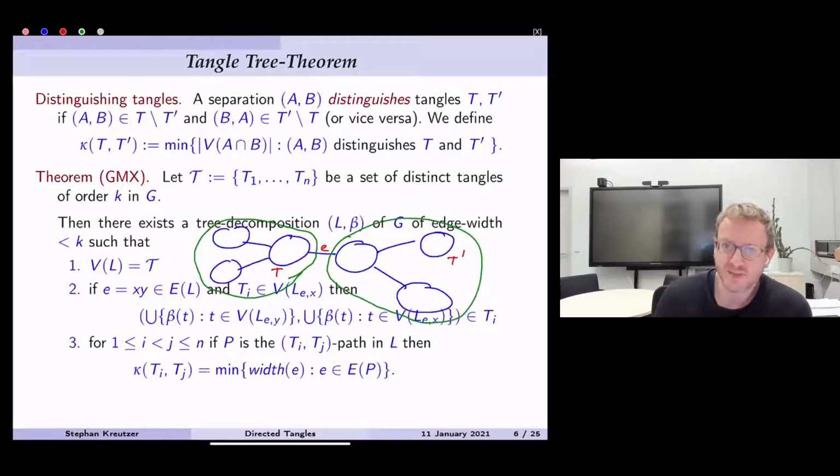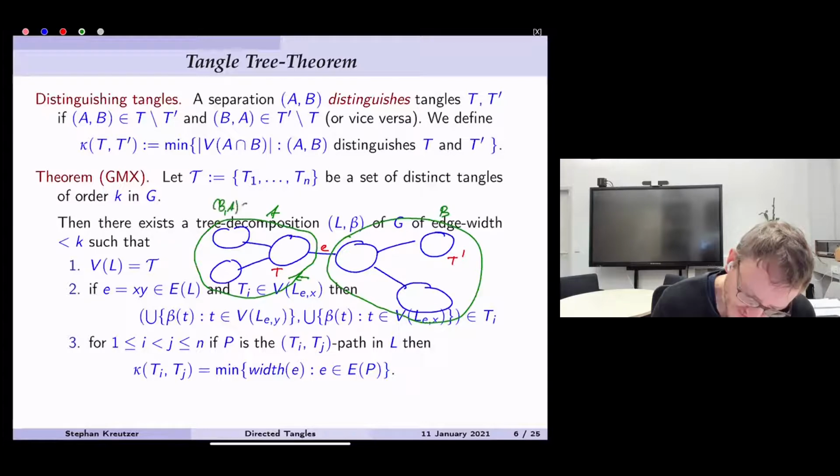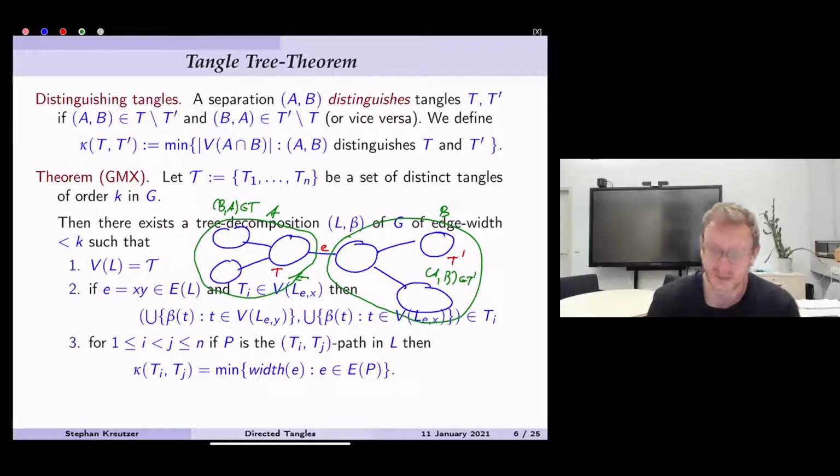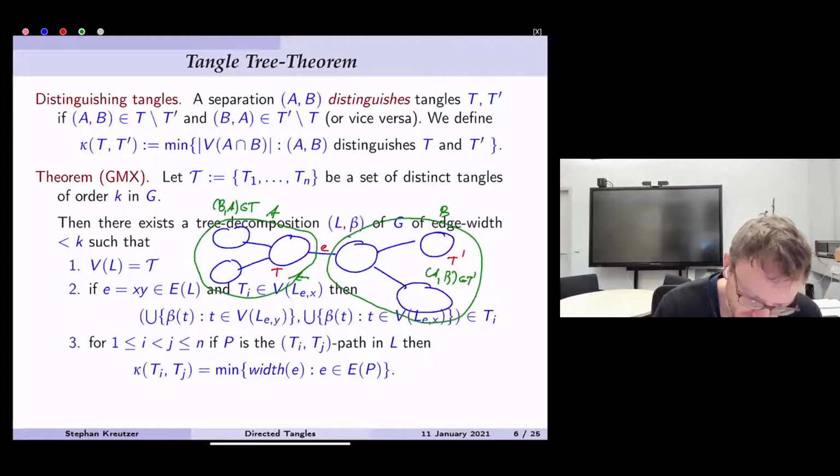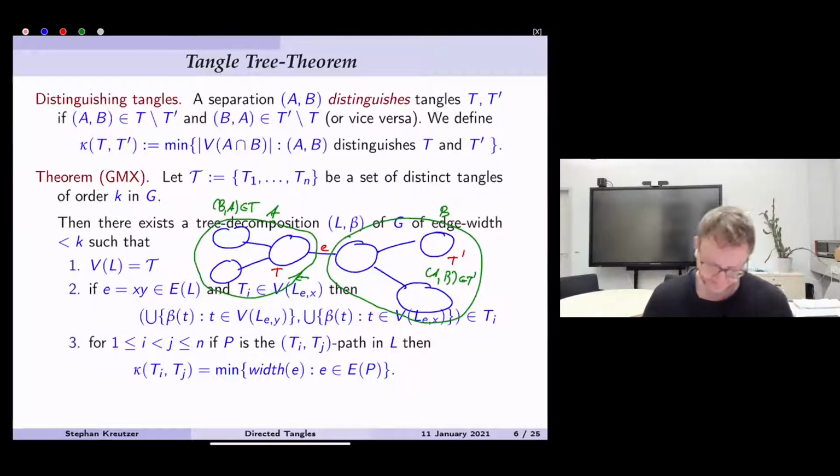And then the requirement is that if T is here on the left, let's call this A and B, then we have BA in T, whereas the tangles on the other side would have AB in T prime. As usual, every edge of the tree decomposition defines a separation, and this separation would distinguish between every tangle on the left from every tangle on the right.